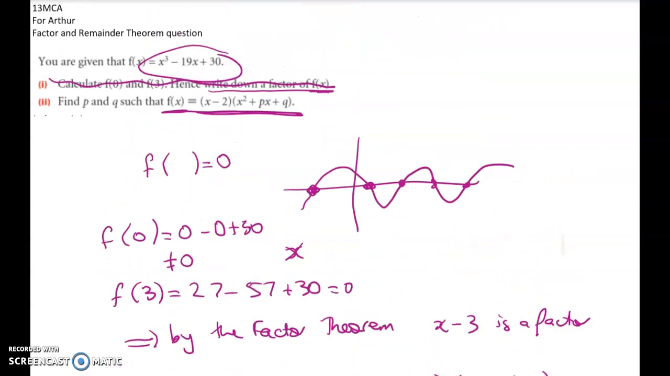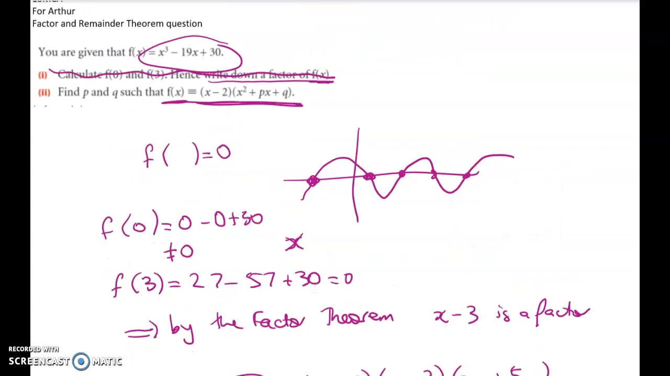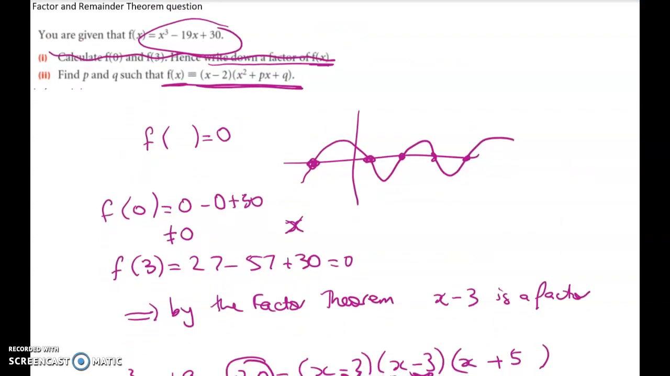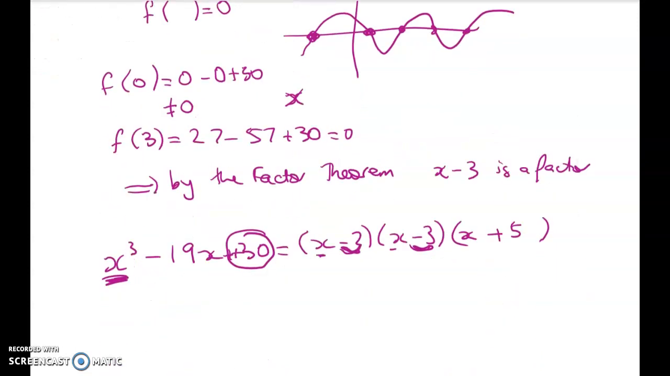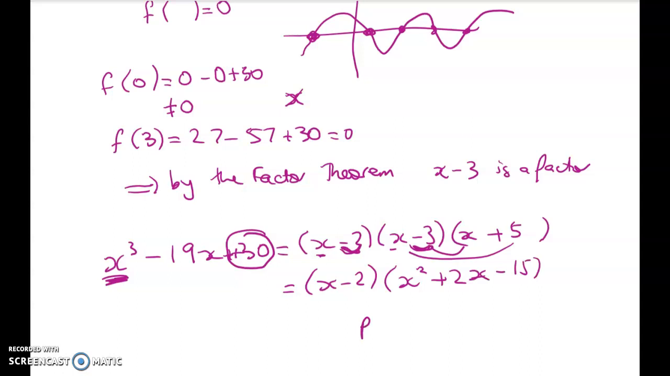Right, what's the last thing I'm asked to do? We're asked to find p and q such that f of x is equal to that. In other words, we need to expand 2 of those terms to get our quadratic factor. So we can write it like this: x minus 2 times x squared plus 2x minus 15. And that gives me p is equal to 2 and q is equal to negative 15.